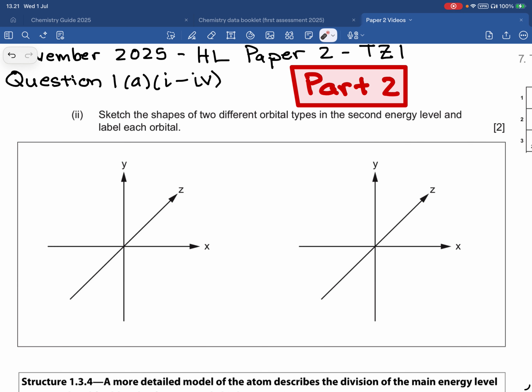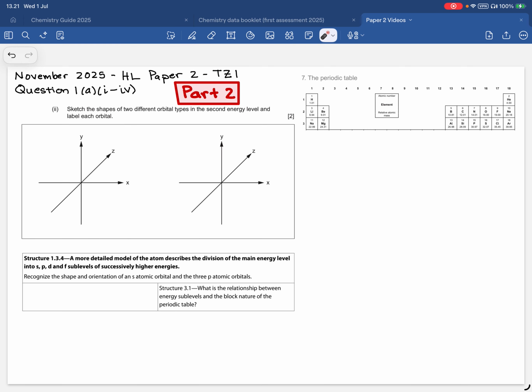Okay, sketch. Sketch does not mean label, okay? So in the IB, sketch simply means sketch. The shapes of two different orbital types in the second energy level. Now they get to the "and label each orbital," okay? So the IB is very specific about the command terms that they use.